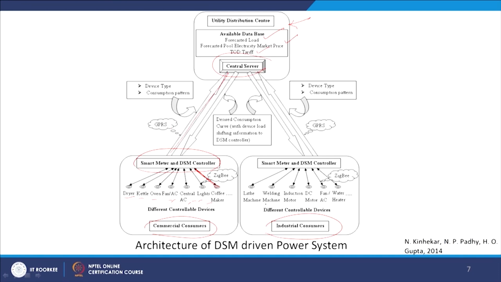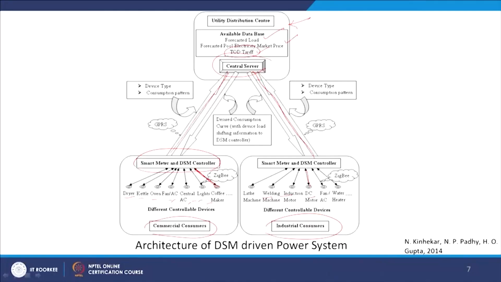Even for industrial customers, welding machines, induction machines, DC motors, all the data can be transferred to my DSM controller or smart meter through Zigbee, and those data through GPRS can reach my central server. It means at a given point of time, my central server can understand the load pattern of my consumers, especially commercial and industrial consumers, at a given time.